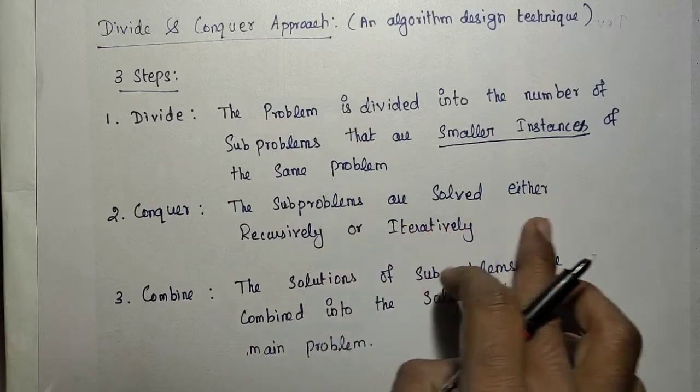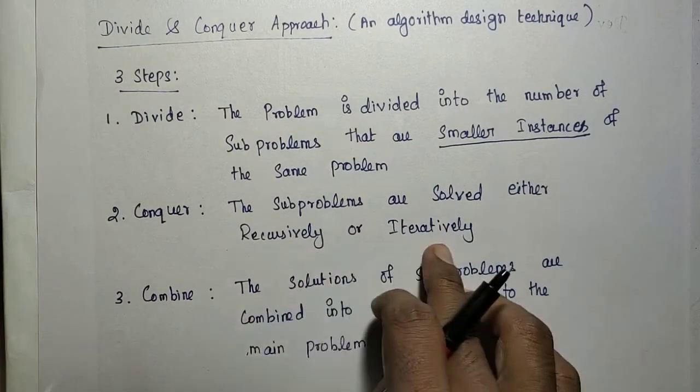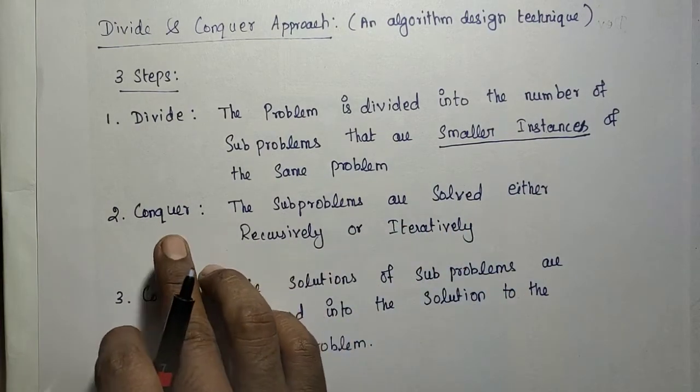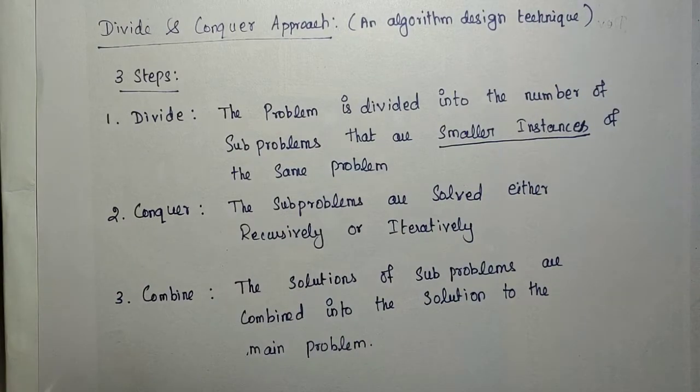The subproblems are solved either recursively or iteratively. That is the second step, conquer. And finally, combine. The solutions of the subproblems are combined into the solution of the main problem. So the subproblems will be solved separately, recursively or iteratively. Finally, the solutions of the subproblems are combined into the solution for the main problem.